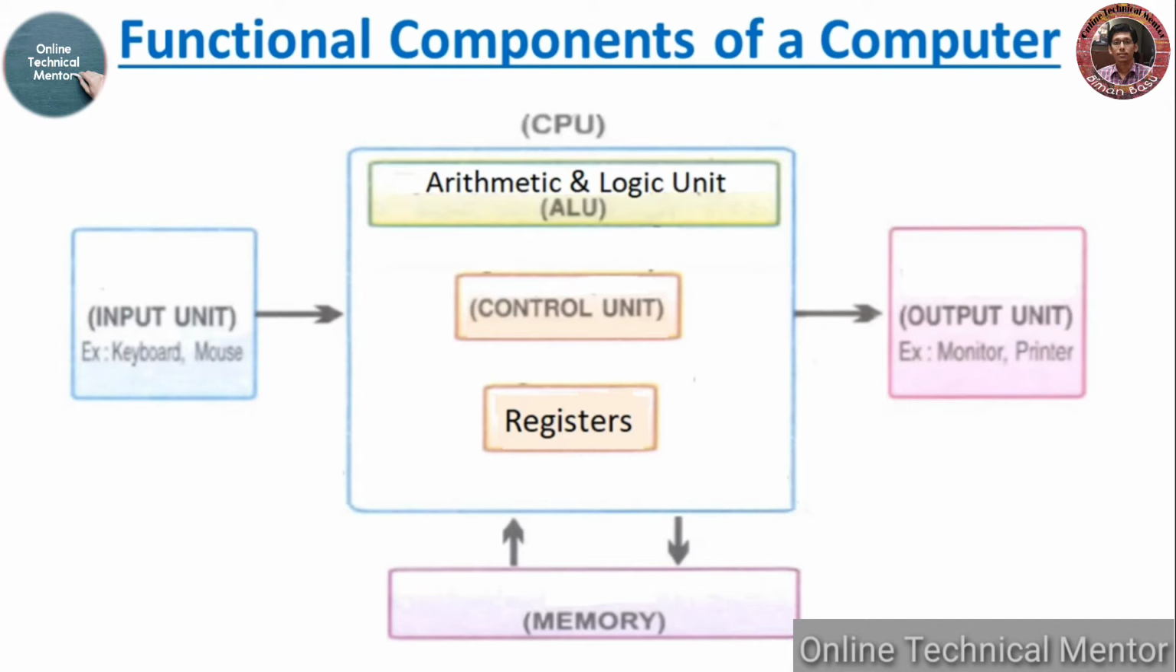It has three basic components. The first one is Arithmetic and Logic Unit. In short, it is called ALU. Control Unit, in short, it is called CU. And register. There are many more components within this CPU, but these are the basic three components. Along with these three components, there are MBR, MAR, instruction register, stack pointer. So we will study all these things in advanced computer organization.